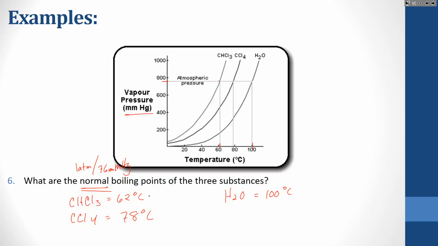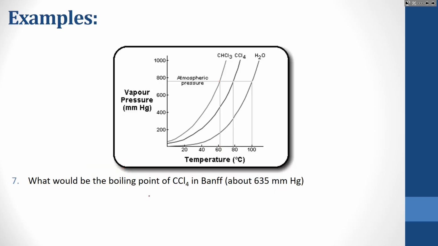Again, it doesn't always have to be 100 or 62 or 78. That's its normal boiling point at standard pressure. So if we go to Banff, though, Banff has a lower pressure than Winnipeg. So we're looking at CCl4, and we're going to see what temperature it's going to boil at in Banff. I'm going to look at the scale here, and just to help myself, I'll draw a line halfway, so that would be 700, and halfway between that would be 650. So I don't know, somewhere in here.